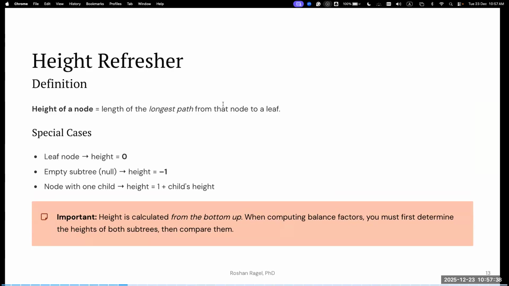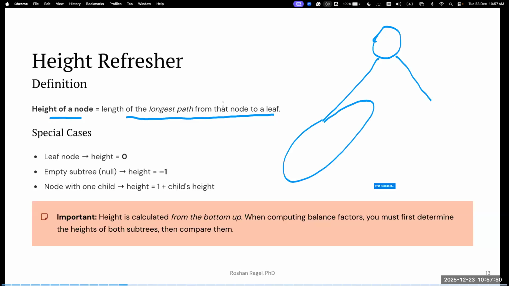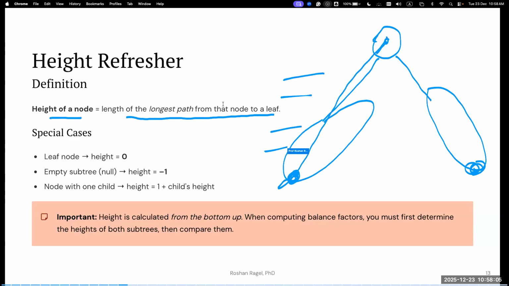So as you can see, the height of the node is the length of the longest path from the node to a leaf, right? So the longest path, like if you have a node, and obviously in a binary search tree there's only two subtrees, right? And there could be a path. So there is the lowest level of leaf here, and from here, how many steps you had to come to this node.